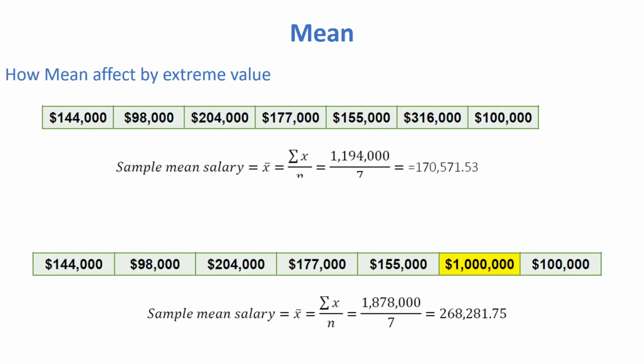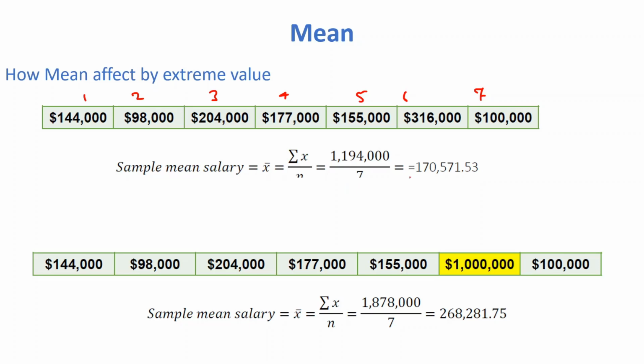The main issue with the mean is that if we have any extreme value in the data set, then our mean can be affected by that. We have this salary structure. The first employee has this salary, the second one is this, and so on. So we have a total of 7 employees and their salaries are mentioned here.